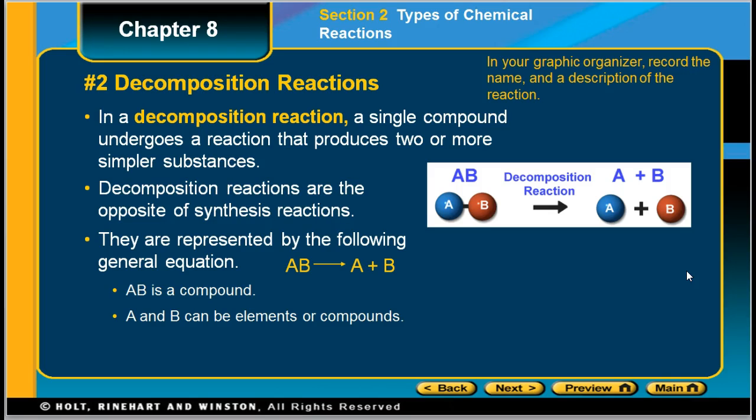All right, in the second type, you can have decomposition reactions. A decomposition reaction is where a single compound changes and breaks down into 2 or more simpler substances. Decomposition is the opposite of synthesis. You typically have, here's your model, AB breaks down into A and B, and AB is a compound, and A and B are going to be elements or compounds. It just depends on the situation.